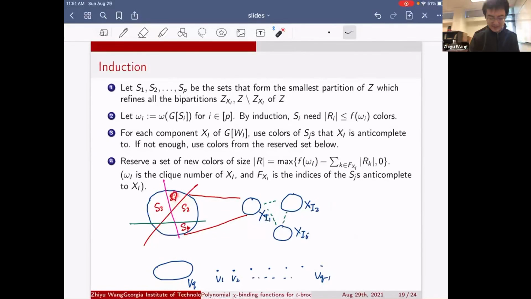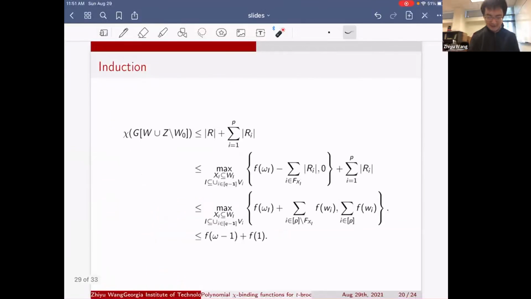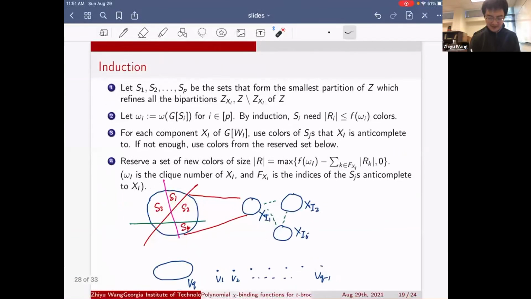The clique number here is at most omega, because they are all complete to each other. So the clique number here is at most omega. And for some parts here, if we combine the parts that are adjacent to this clique, the clique number is also bounded by omega. So with this structure in mind, we can do the coloring.